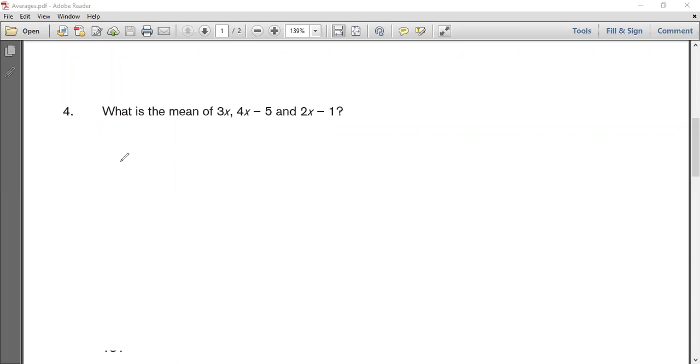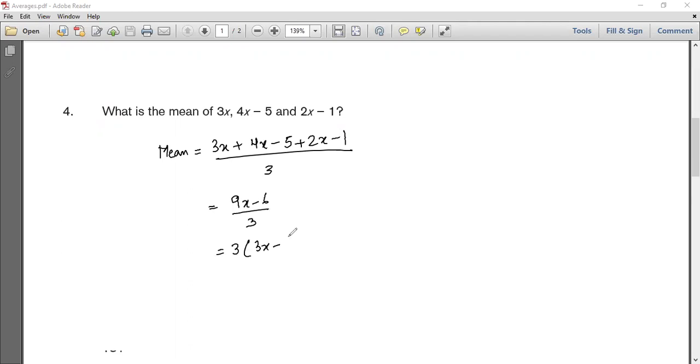Let's do question number 4. Question number 4 says, what is the mean of 3x, 4x minus 5 and 2x minus 1? The formula for mean is sum of all observations over number of observations. So let's add these values over the number of observations. There are three values. Let's get all the x terms together: 7x plus 2x is 9x, minus 6, over 3. So we take 3 common and get 3x minus 2 over 3. We simplify by 3. So my answer is 3x minus 2. The mean of these three values is 3x minus 2.